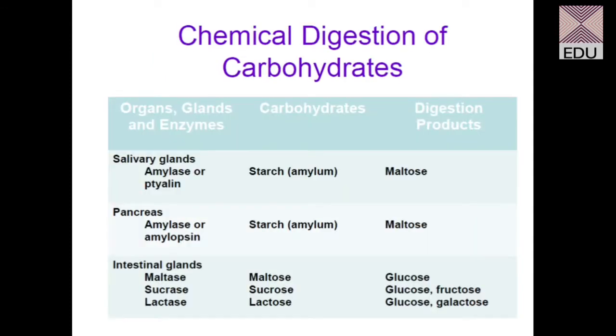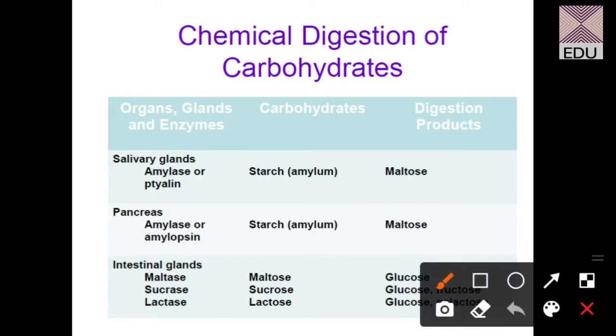Now if we talk about the chemical digestion of carbohydrates, we are here taking only carbohydrate digestion into account. We start with the salivary glands. So it starts in the mouth. There we have the salivary amylase in the saliva. It is also called ptyalin. This is our first kind of enzyme that we have in the mouth. It acts upon the starch, or amylum, and converts it into maltose. This is the product of this particular reaction.